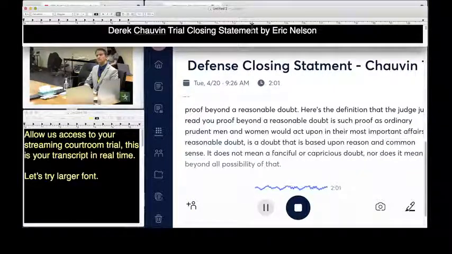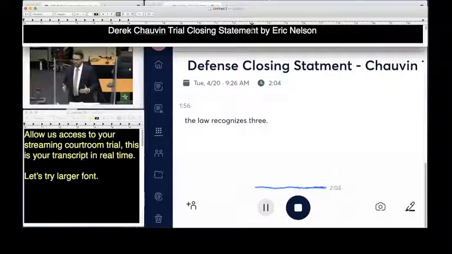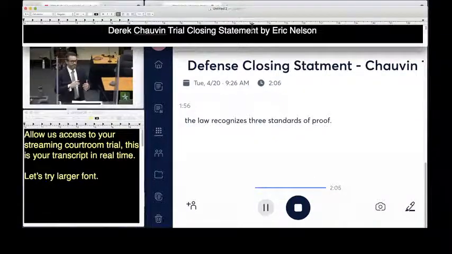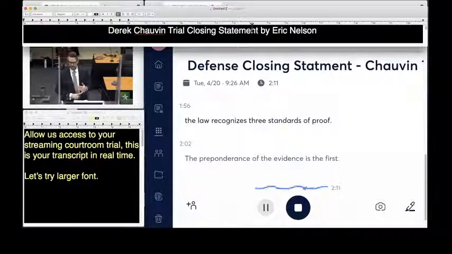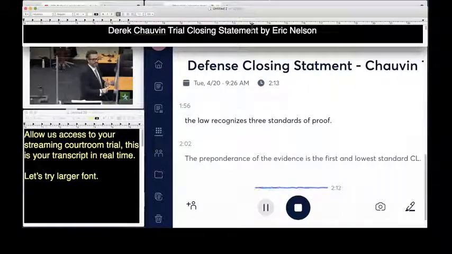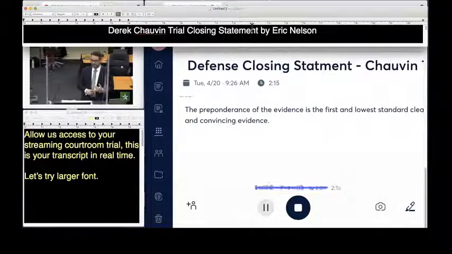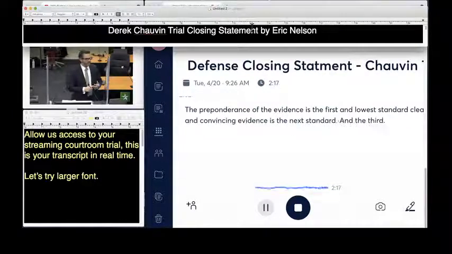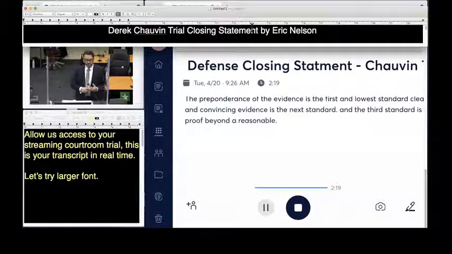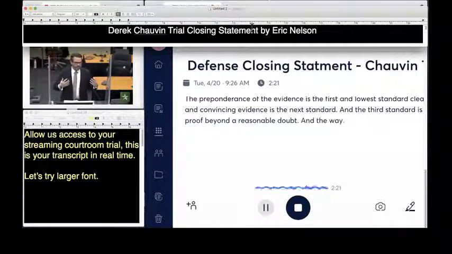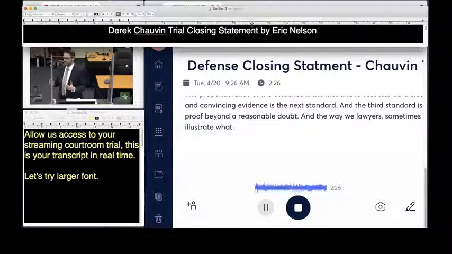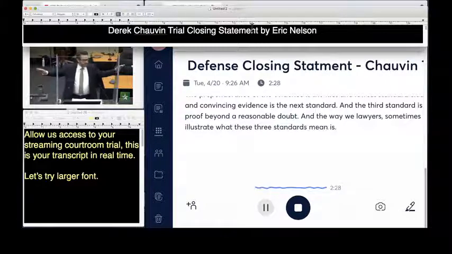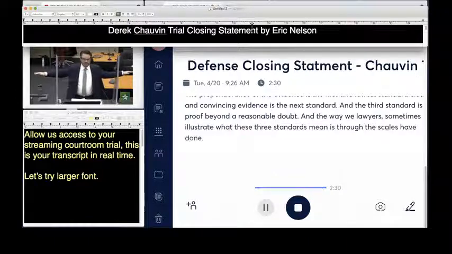The law recognizes three standards of proof. The preponderance of the evidence is the first and lowest standard. Clear and convincing evidence is the next standard. And the third standard is proof beyond a reasonable doubt. The way we lawyers sometimes illustrate what these three standards mean is through the scales of justice, right? The scales of justice equally balanced.